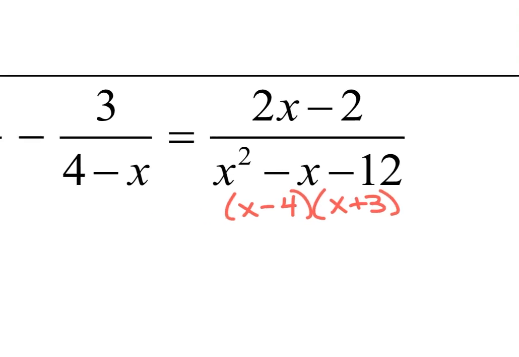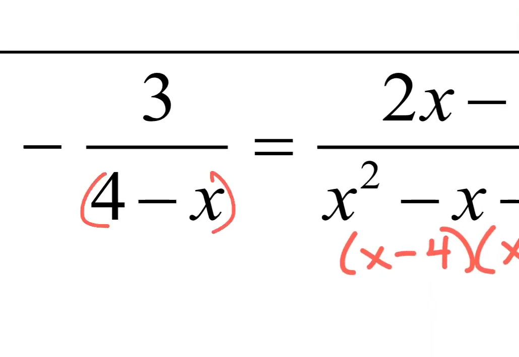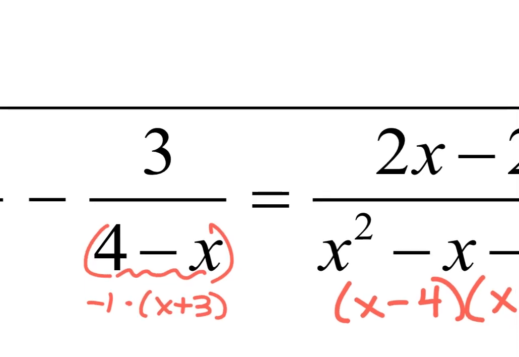And what I'm going to do for this term is multiply by negative 1 and times x plus 3, and the negative 1 will take care of the subtraction that's backwards. So I also have to multiply this by negative 1 and x plus 3 in the numerator.